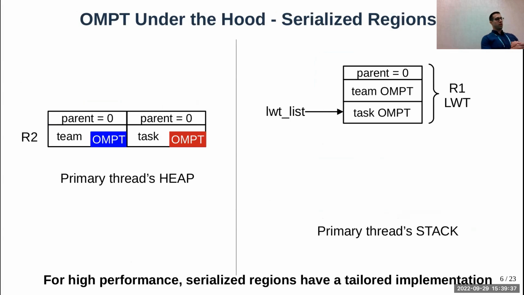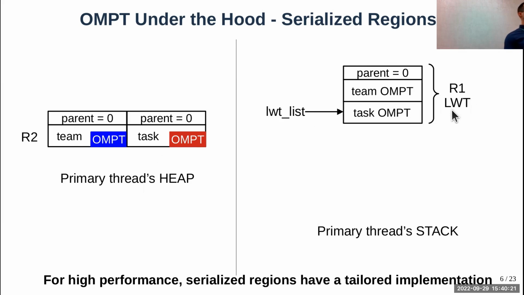The part that is tricky starts with serialized parallel regions that are executed by one thread only. For high performance, the LLVM runtime provides a tailored implementation. So the information about the innermost serialized region, in this case region 2, is present in the team and task descriptors as we showed on the previous slide. These descriptors are always allocated on the heap memory of the thread. However, the information about the enclosing serialized region, in this case serialized parallel region 1, is only OMPT information present on the stack in a specially designed lightweight team descriptor.